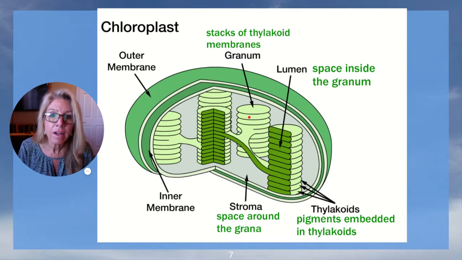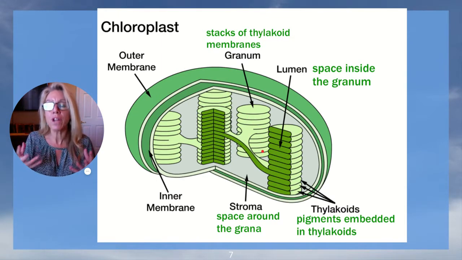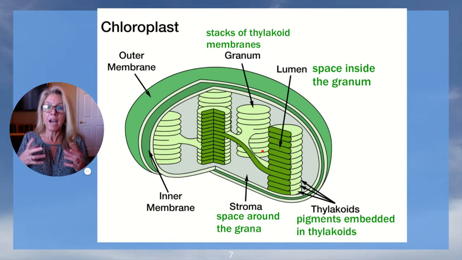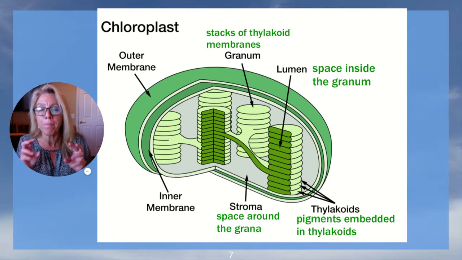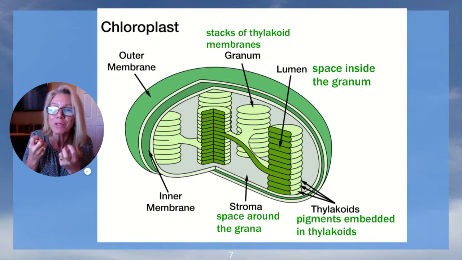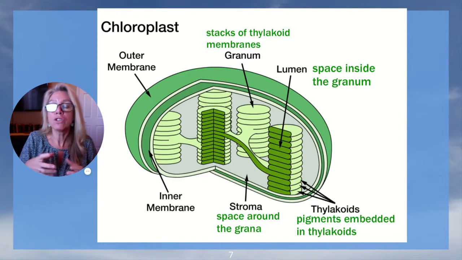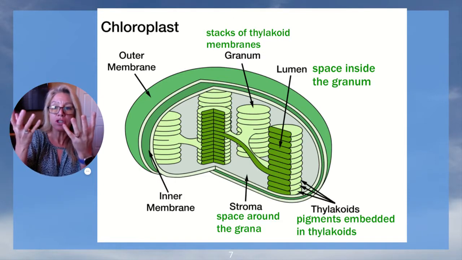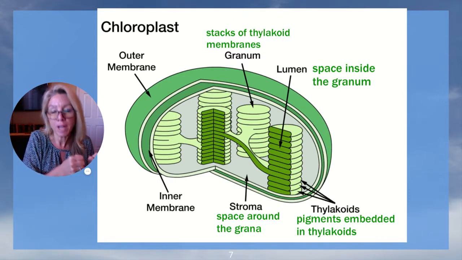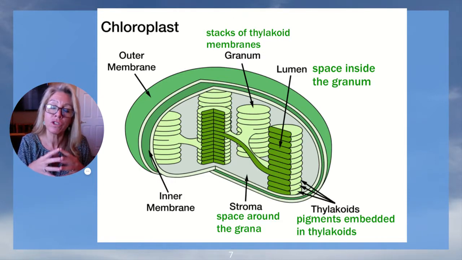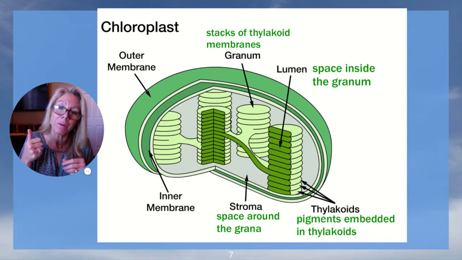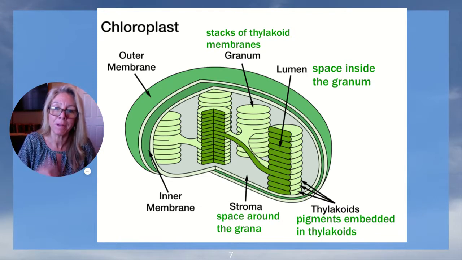These right here, these stacks that you see, that's where the light reactions are going to take place. And the pigments are embedded in those membranes that can capture the light energy. And remember, the first law of thermodynamics says energy cannot be created or destroyed. It can just change forms. So what you're doing is you're changing light energy into chemical energy. And that chemical energy you're going to make in the light reaction is both ATP and reduced NADP.